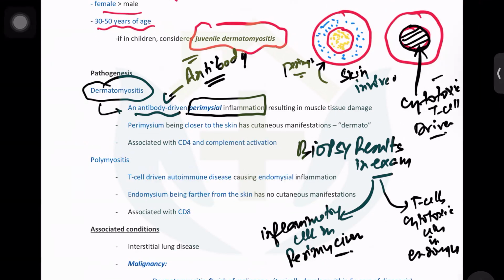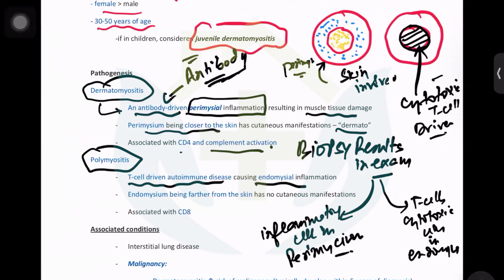So dermatomyositis is antibody driven, perimysial inflammation resulting in muscle damage on the outside. Perimysium being closer to the skin gets involved with skin, associated with complement activation and CD4. Polymyositis, T cell driven, endomysial inflammation, endomysium being farther from the skin, no cutaneous manifestation, associated with CD8, that is cytotoxic T cells. Very important.